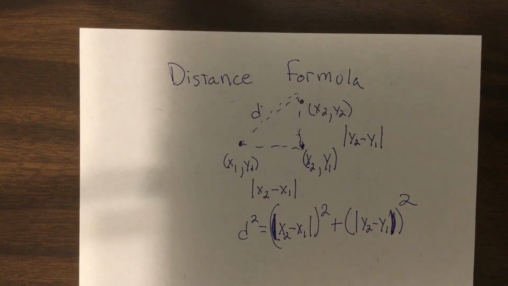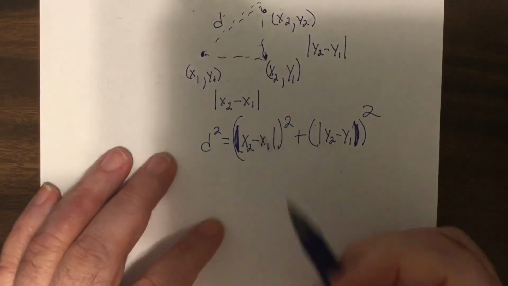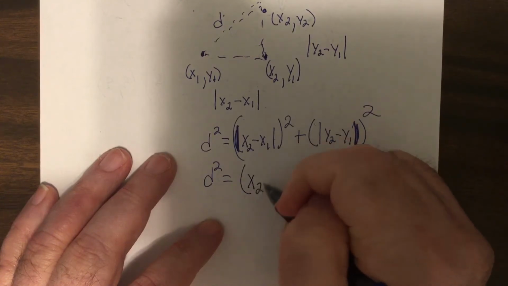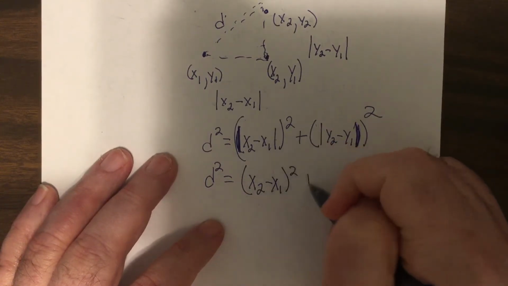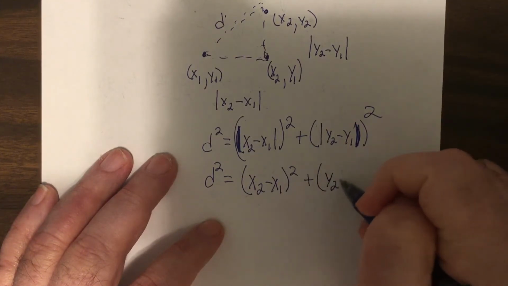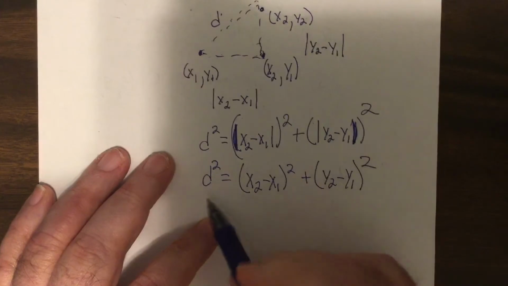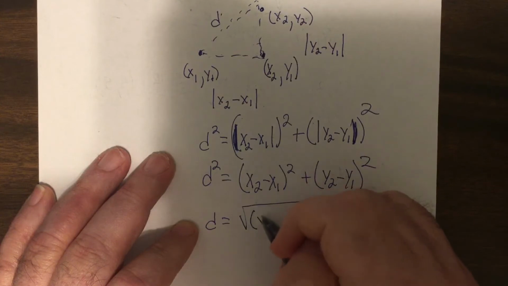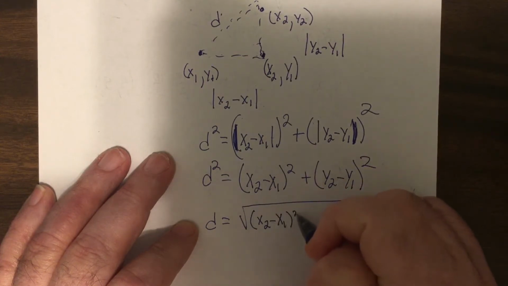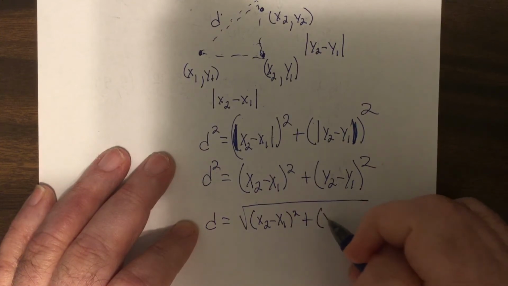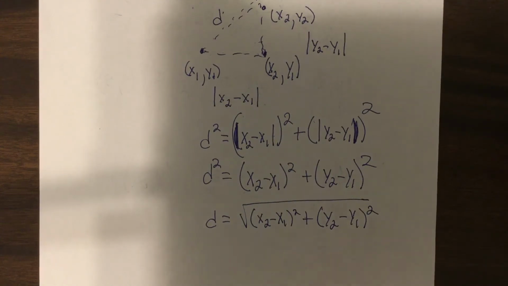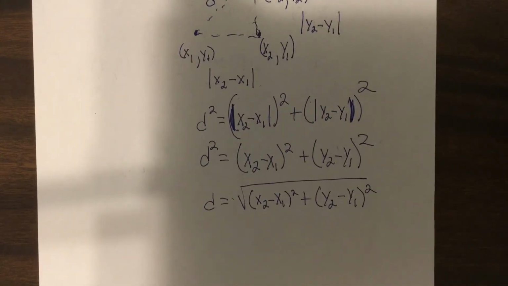Now, absolute value, whenever you square it, it has to be positive because absolute value is positive, so we can actually drop that. Don't have to worry about it. Now I'm going to square root both sides, so distance is the square root of the difference of the x's squared plus the difference of the y's squared. Now notice it's not plus or minus because distance can't be negative.